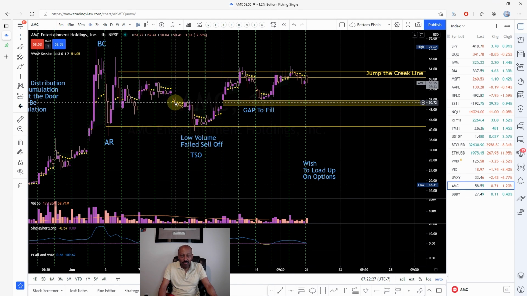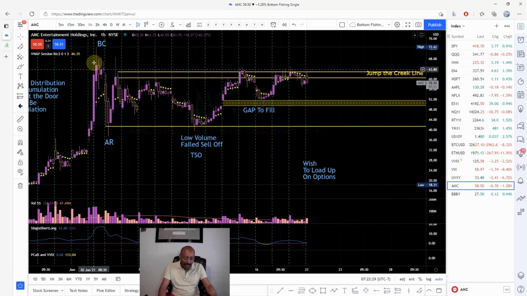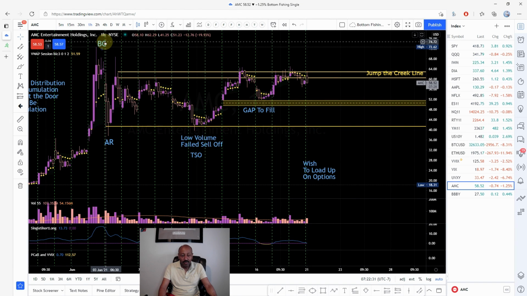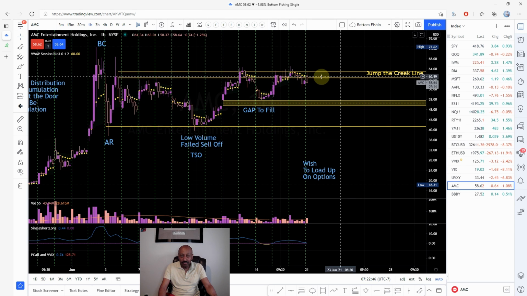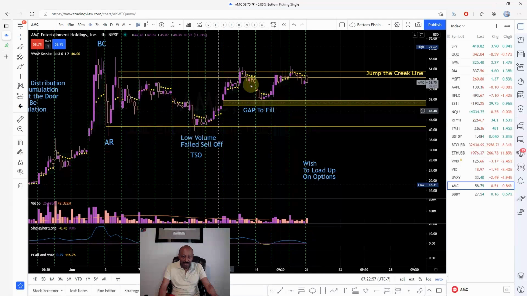So there's two ways to look at this. We had our buying climax. We had that automatic rally, which is in this case a pullback, and so we form a base, and then from that pullback we have the test. So in this area here we form what is called the creek line. Jumping the creek means once we get past this line we are resuming the uptrend. So could this be our creek line, or could this be the creek line at the bottom?